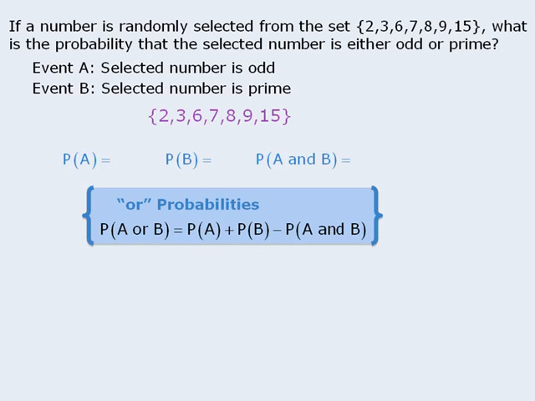Event A is selecting an odd number. Since 4 of the 7 numbers are odd, the probability of event A is 4/7. Event B is selecting a prime number. Since 3 of the 7 numbers are prime, the probability of event B is 3/7. Finally, events A and B together. Since 2 of the 7 numbers are both odd and prime, the probability that events A and B occur together is 2/7. We can now calculate the probability of event A or event B occurring by plugging our information into the formula to get 5/7.